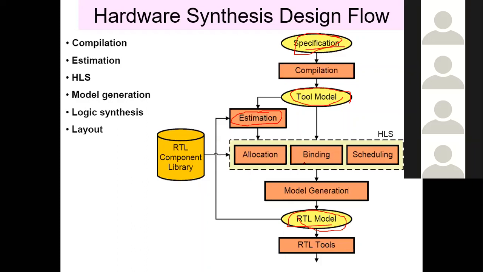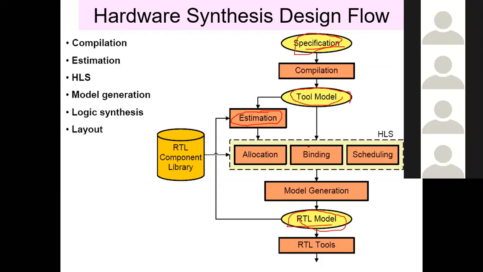Then comes the binding. Binding means that in our C code, we will have different variables, right? So in the hardware, we have to allocate corresponding registers for each and every variable. In the hardware, we cannot directly use the variable. In a software code, we can directly declare a variable and it will work. But in hardware, we require a corresponding memory or register for each and every variable.